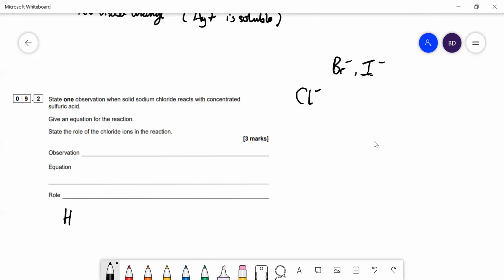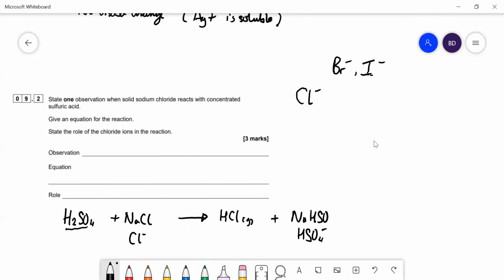So you're going to get H2SO4, that's concentrated, plus NaCl. Well, Cl minus, okay. What happens is the Cl minus accepts a proton and becomes HCl gas, okay. And in doing so, you lost a proton from the sulfuric acid. You've only lost one, so you're going to form the HSO4 minus ion. So that's going to be sodium hydrogen sulfate. That would be the equation for it. I'll just show you the ions involved below. Get rid of those now.